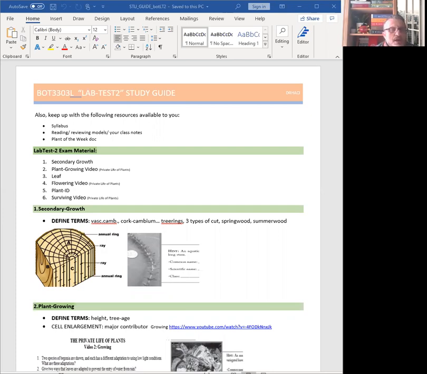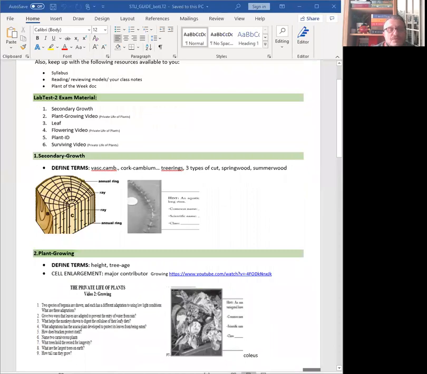Okay, so first there are 6 lab topics that will be covered here: secondary growth, plant growing, leaf, flowering, plant ID, and surviving. Okay, so we start with secondary growth. So what is secondary growth? There are a number of terms that need to be defined, including vascular cambium, cork cambium, tree rings, annual rings, 3 types of cuts, spring wood, summer wood in a single year cut, and a plant of the week for that specific week.